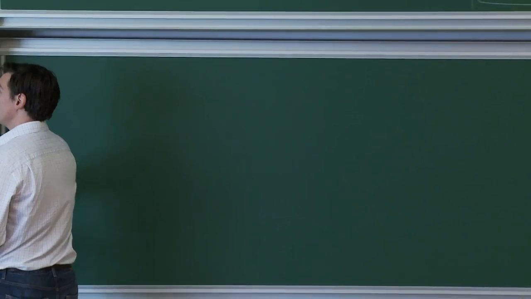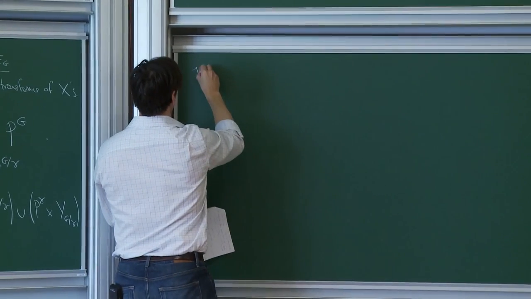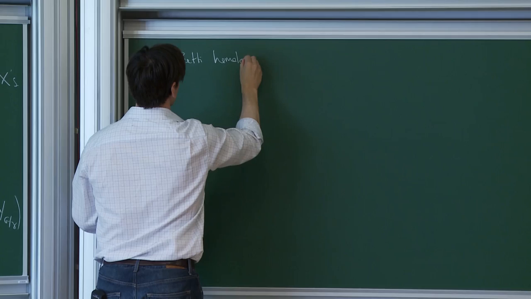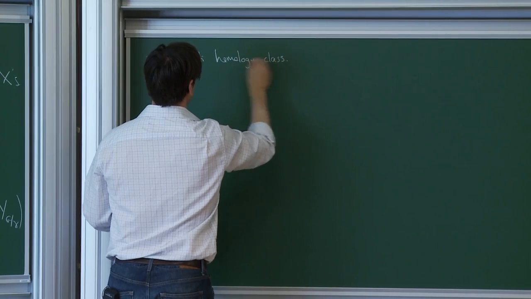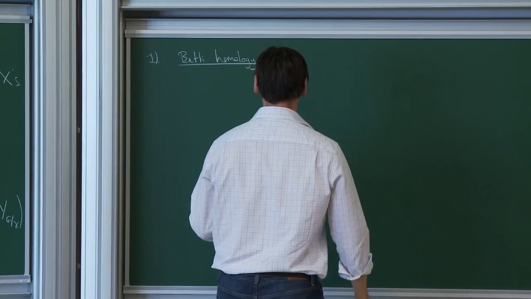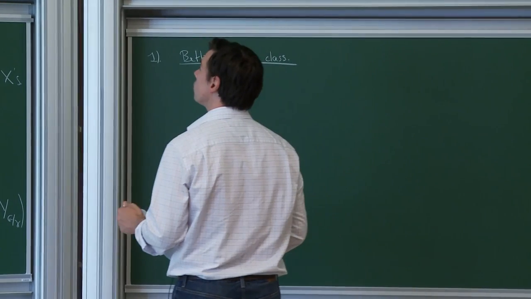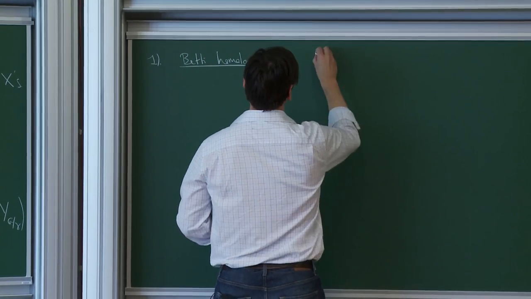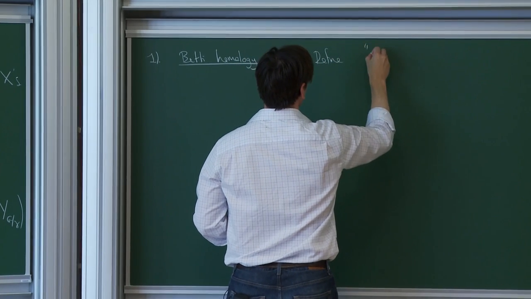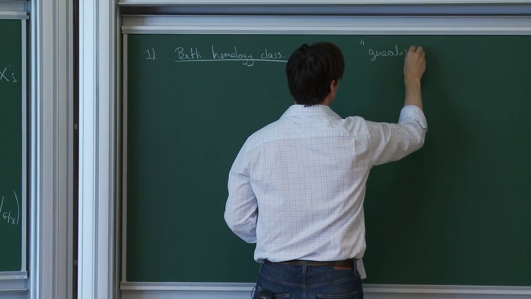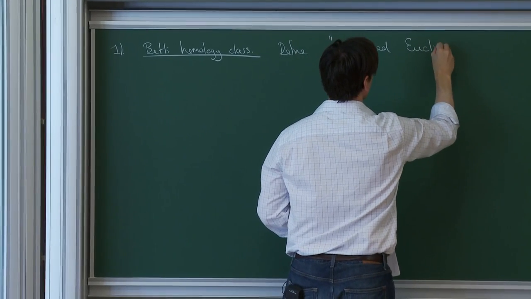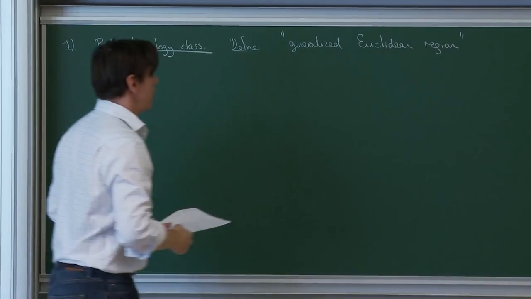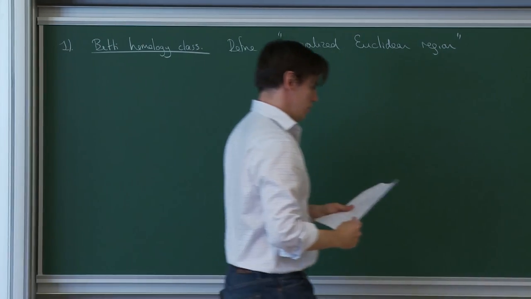So we need to think about the integration domain. This is the Betti homology class. To make sense of this, we need to define a good parameter space for the kinematics. So I will define, for want of a better word, the generalized Euclidean region. I show my ignorance. Perhaps there's a better name already in the physics literature, but this seems fairly reasonable.